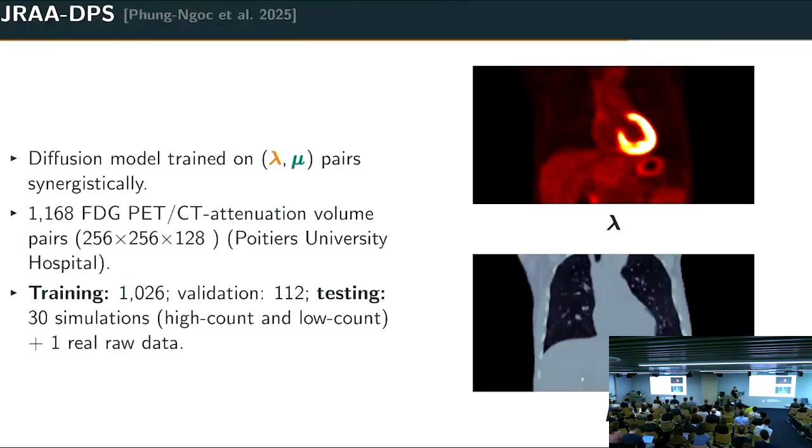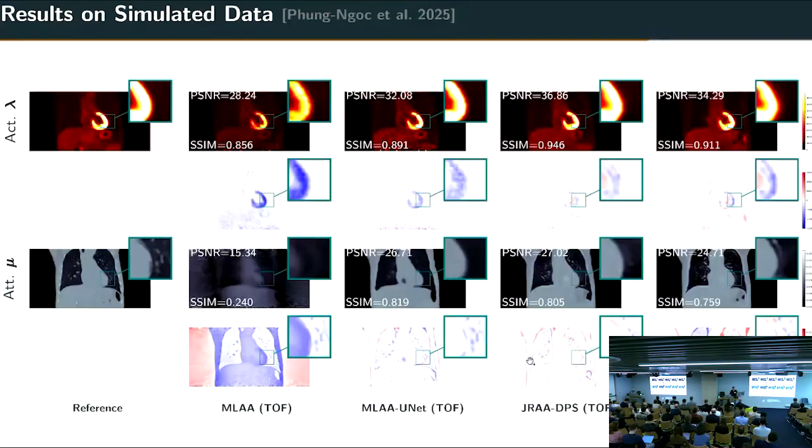We compared with another method, which is called MLAA unit, which consists of doing a post-processing to guess the attenuation map from the non-AC images. So here are some results with high count data, and we see that all the methods are doing well, and the method we propose, GRA-DPS, is doing pretty well. And also, what is important to note is that it works pretty well in absence of time-of-flight information.